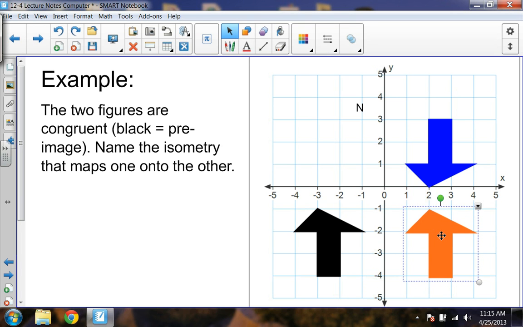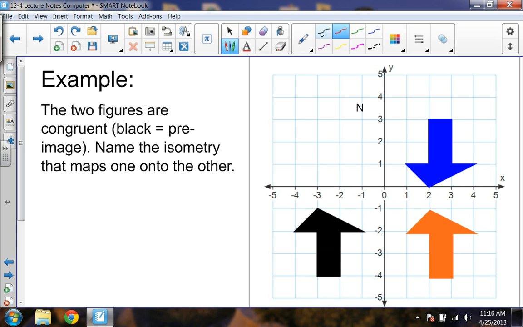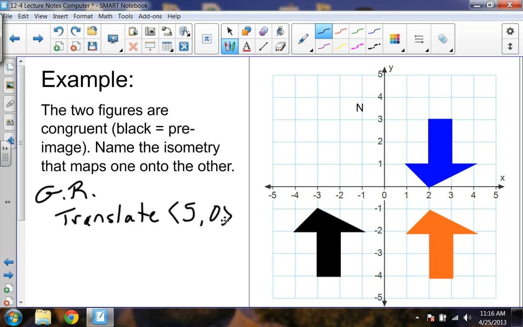Okay, so now I'm underneath it, and now I need to flip it with an axis of symmetry that was parallel to my translation. So first let me name the type of thing. I'll just put GR for glide reflection, and I translated it 5 units in the X direction and 0 units in the Y direction.